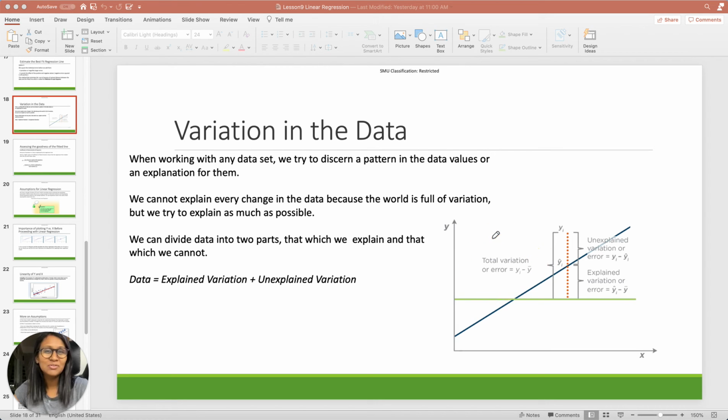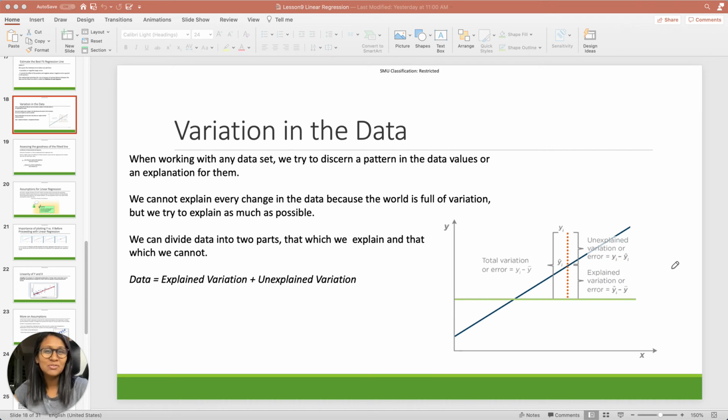Now, a part of that variation can be explained with the regression line, and a part of it cannot be explained. The explained part is this bottom part. The difference between yi hat and y bar is the part of the variation which you can explain, which is here. And then there is a part which cannot be explained, which is here. This unexplained part is basically your error, which is yi minus yi hat.